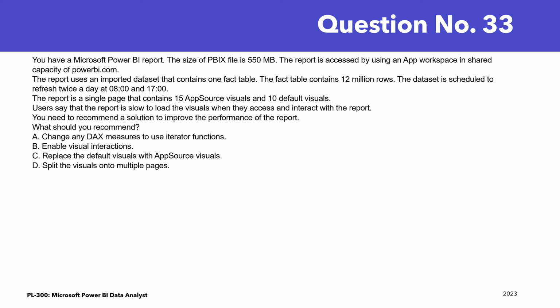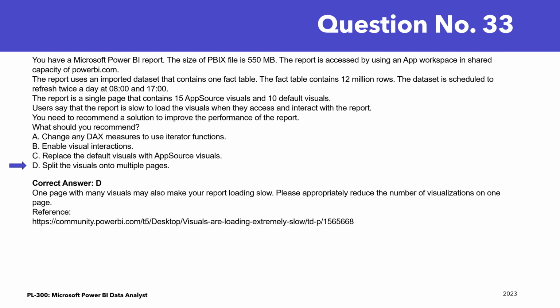Users say that the report is slow to load the visuals when they access and interact with the report. You need to recommend a solution to improve the performance of the report. What should you recommend? A. Change any DAX measures to use iterator functions. B. Enable visual interactions. C. Replace the default visuals with AppSource visuals. D. Split the visuals onto multiple pages. Correct answer, D.